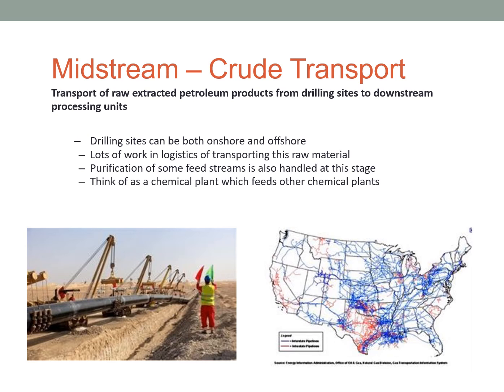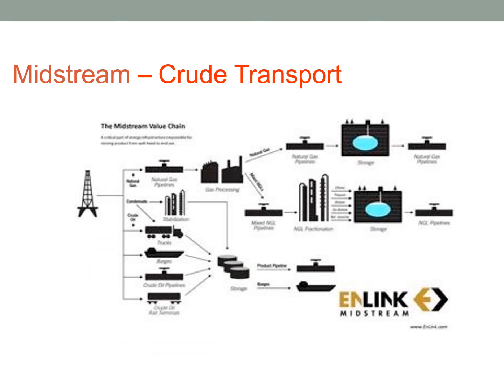So there is a lot of work in the logistics of transporting this raw material, and purification of some feed streams is also handled at this stage. So we are purifying while transporting itself, and you can think of it as a chemical plant which feeds other chemical plants. And in midstream, you can see the transportation. After drilling the crude oil, you can see the different transportation methods given in the image. By using the truck and the pipeline, the natural gas products and all are transferred to the gas processing industries.